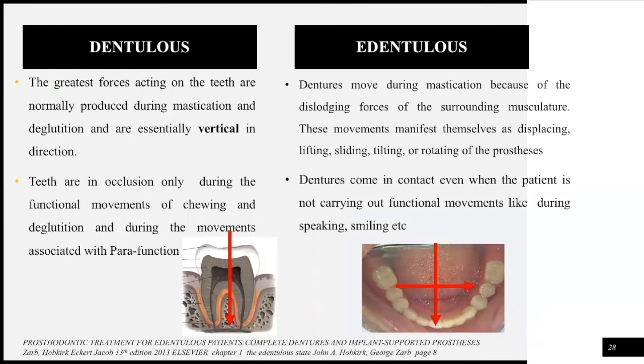Coming to the dentulous, the greatest forces acting on the teeth are normally produced by mastication and deglutition, and are essentially vertical in nature. Teeth are in occlusion only during the functional movement of chewing, deglutition, and during the movements associated with parafunction. In the edentulous, the dentures move during mastication because of the dislodging forces of the surrounding musculature. This can be displacing, lifting, tilting, and rotating of the prosthesis. The dentures come in contact even when the patient is carrying out functional movements like speaking, smiling, etc.